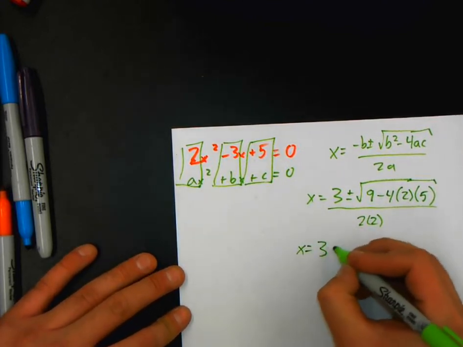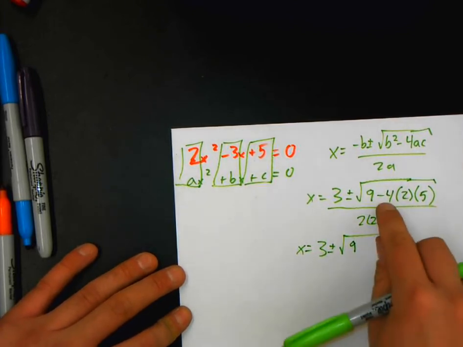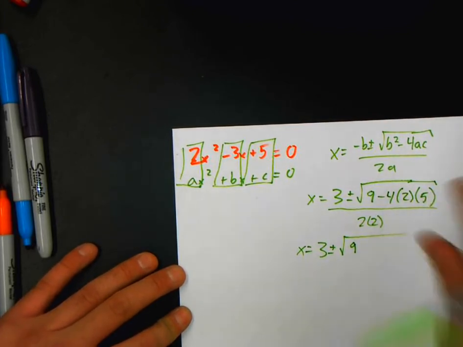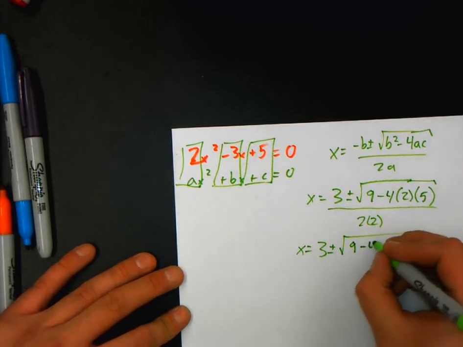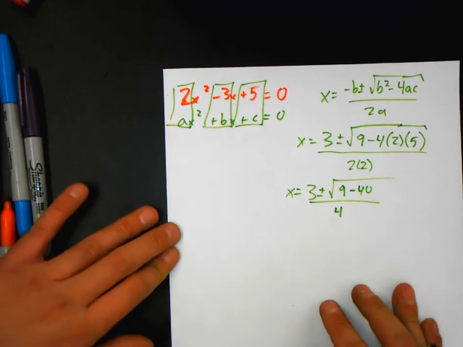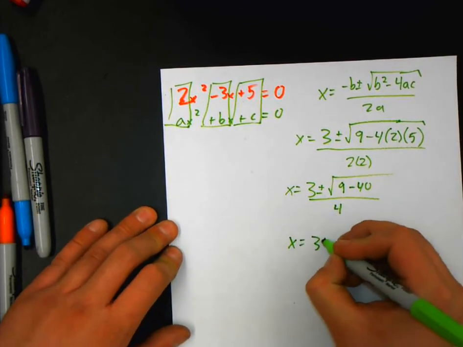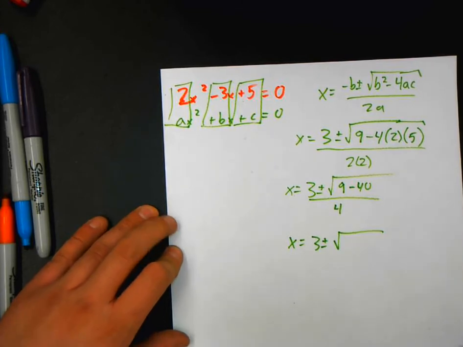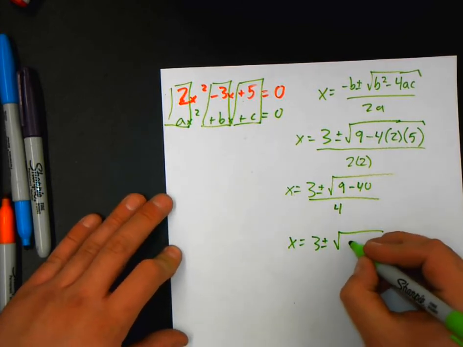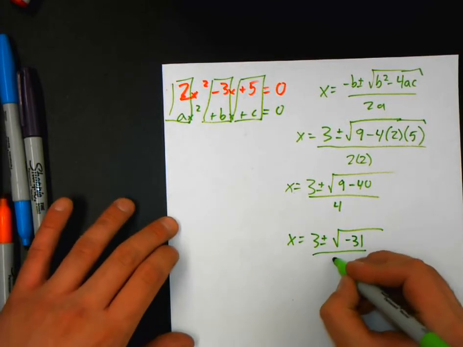Reduce down what's underneath the radical, 9. And we have a negative 4 times 2 is a negative 8, times 5 is negative 40. All over 2 times 2, which is 4. 9 minus 40 gives us a negative 31. And my denominator is still 4.